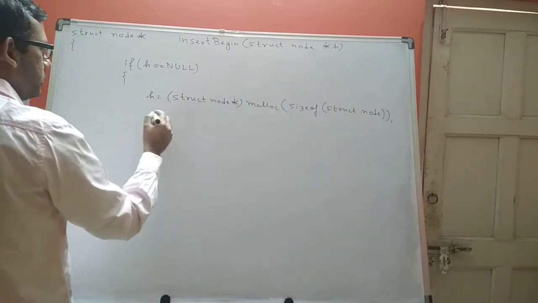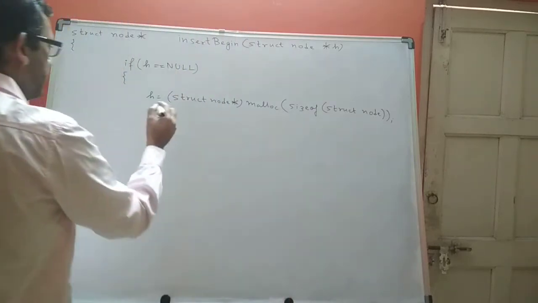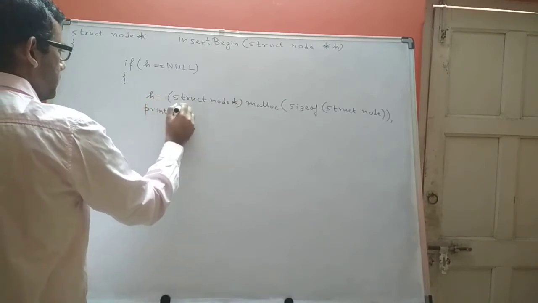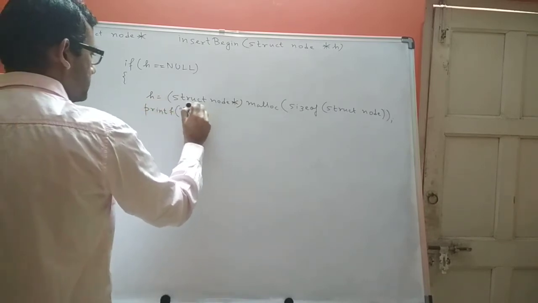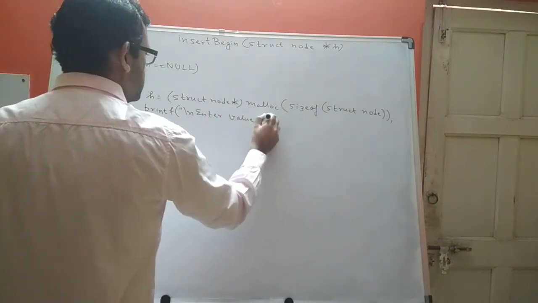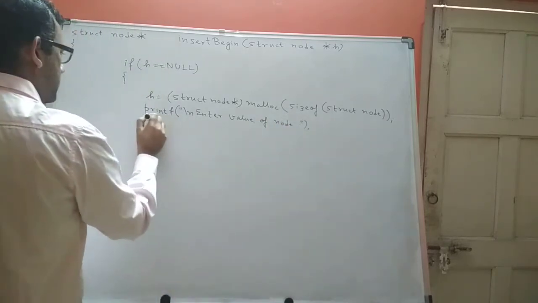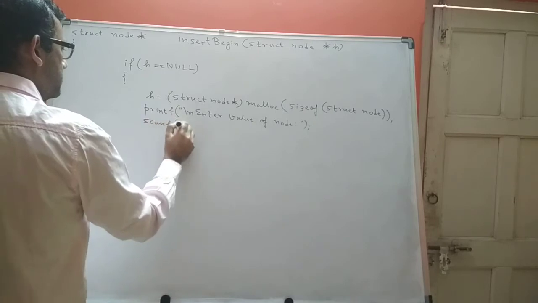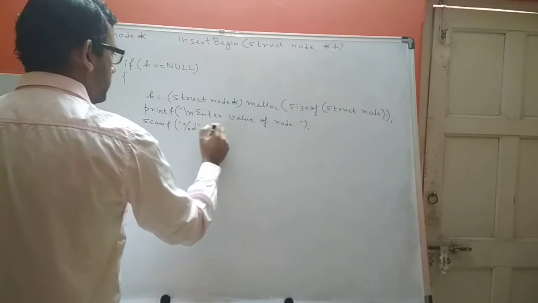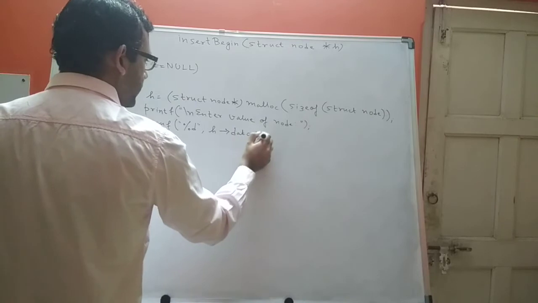Now after creating the node, what do I need to do? I need to give it a value. And now, how do I get the value? I'll ask the user for the value, right? So I'll ask the user, enter value of node. Now, this will be stored in the data part of the node to which H is currently pointing.